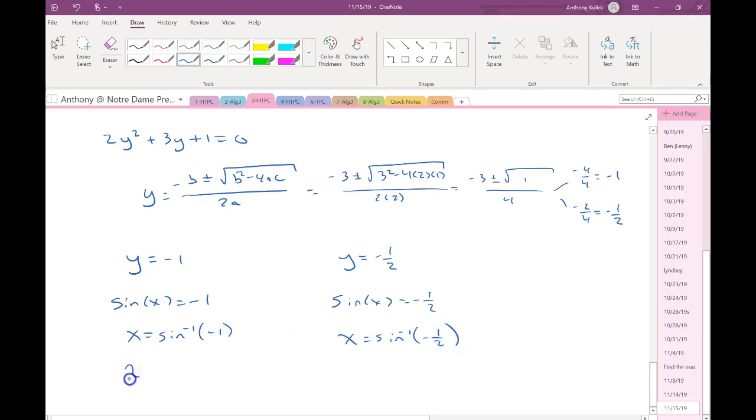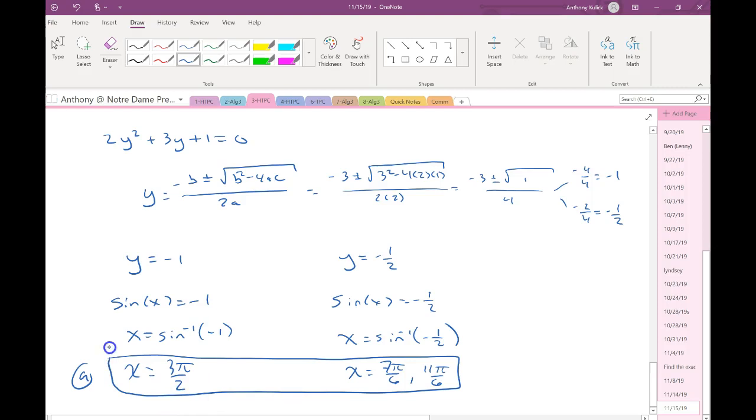So I'll go to my unit circle, and I'll look for the place where the y-coordinate is negative 1. That happens exactly one place, at 3 pi over 2. And then I'll look for where the y-coordinate is negative 1/2. That happens at 2 places, 7 pi over 6 and 11 pi over 6. So that's my answer for part A.